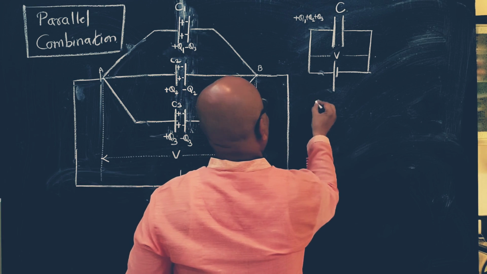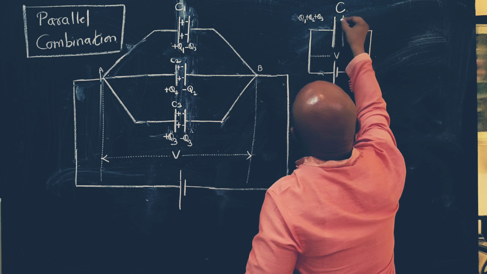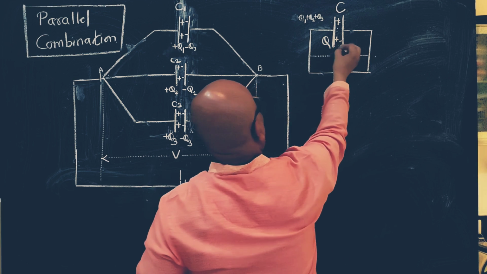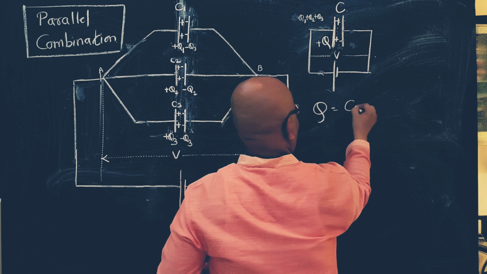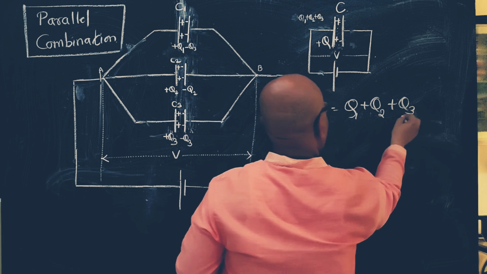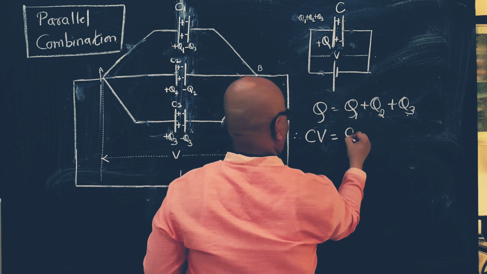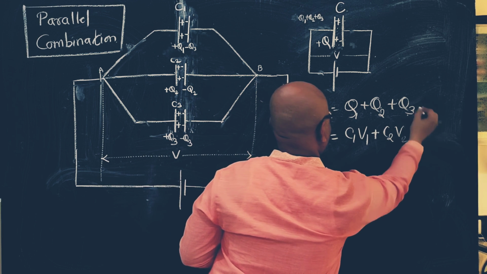क्या मैं ऐसा लिखूं? अगर इसको मैं बोलता हूं, let the net charge on this be Q, then what will I write over here? What is Q equal to? Q1 plus Q2 plus Q3. But what is Q equal to? CV. What is Q1? C1 V1. What is Q2? C2 V2. What is Q3?